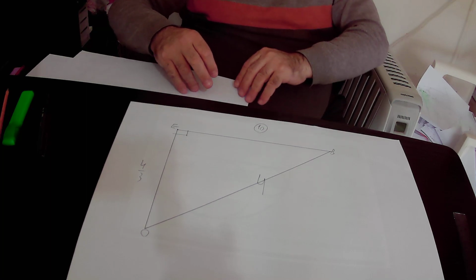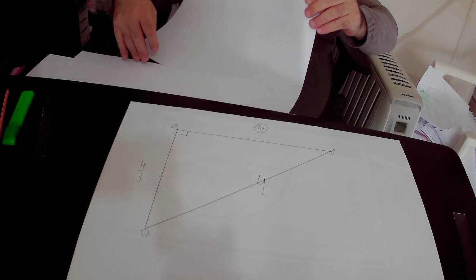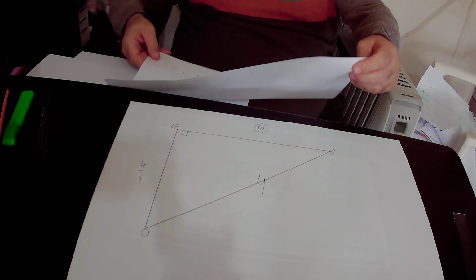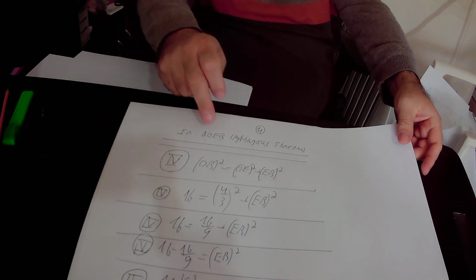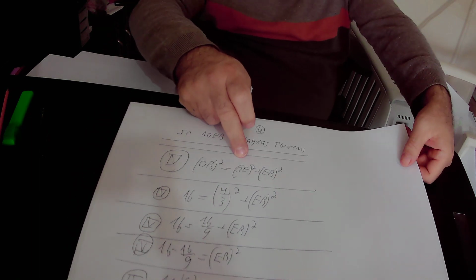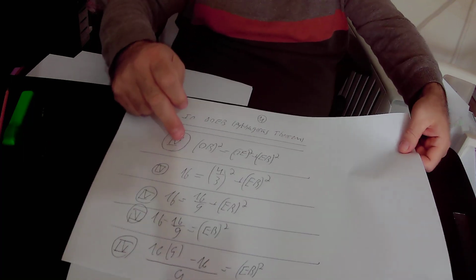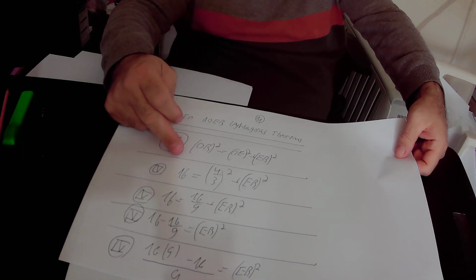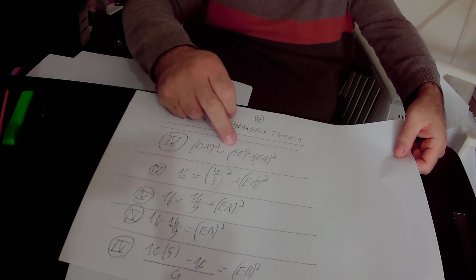We'll find it according to the Pythagoras theorem, that states that the square of the hypotenuse equals the sum of the squares of the perpendiculars. That is to say, OB square equals OE square plus EB square. We know that OB equals 4 units, so OB square is 4 square. 4 square is 16.